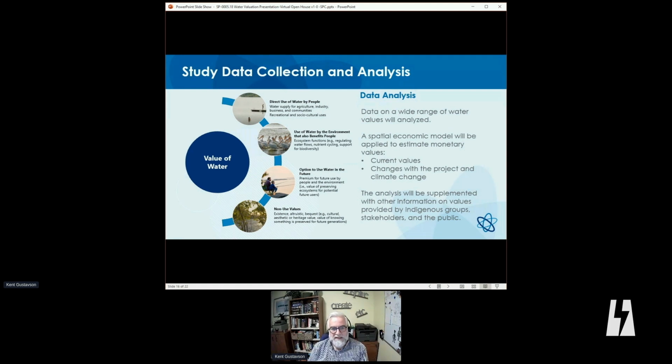We'll be looking again at the current values and then looking at changes with the project, and we'll also be taking into account climate change because, of course, that will have impacts on water itself. And again, the study we'll be doing will be supplemented with other information on values provided by Indigenous groups, stakeholders, and the public. That contextual information will remain important for us.